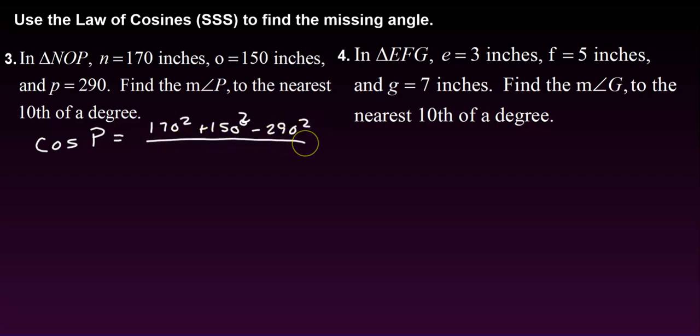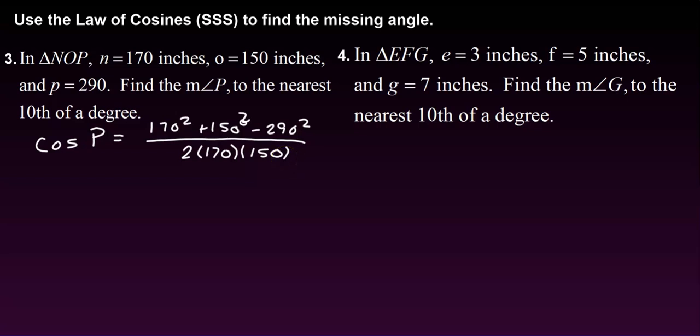How did I know 290 is the one I subtract? Because remember, the one that you subtract is the angle that we're taking the cosine of. So we're taking cosine of P. That means that P is the one we subtract. Okay, that's the simple logistics of it. Then the denominator is 2 times 170 times 150.